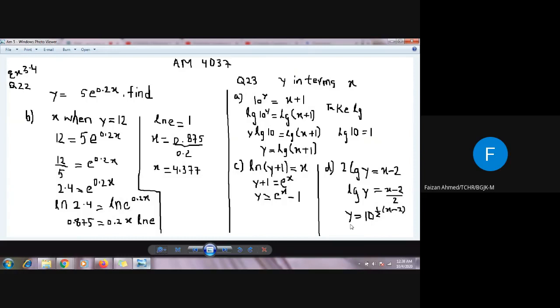So this was question number 23. In question number 23, you just have to apply the index form and the log form. If the question is already in the log form, then convert it into index form. And if the question is in the index form, take log on both sides or convert it into log form to get the required or the desired answer. Remember one thing, we just have to express y in terms of x.